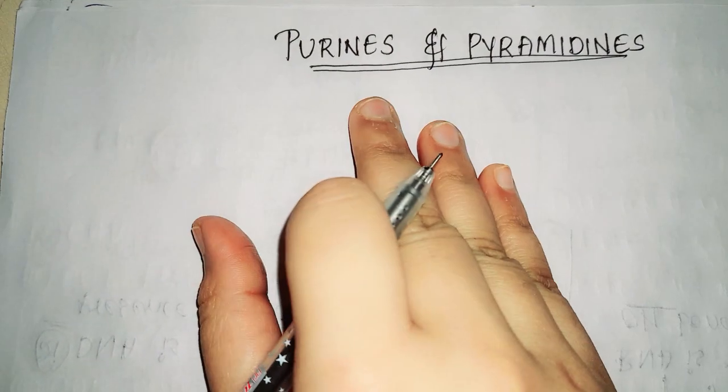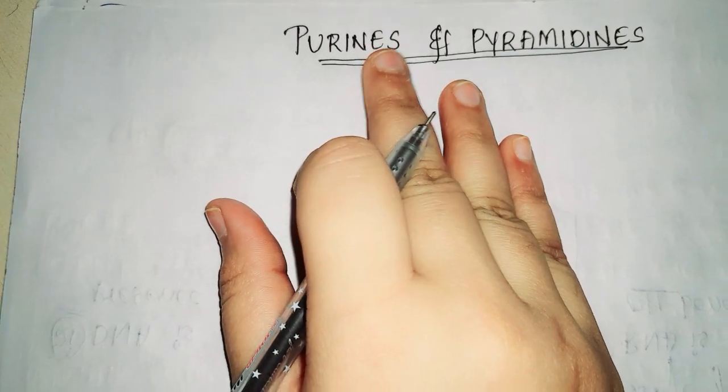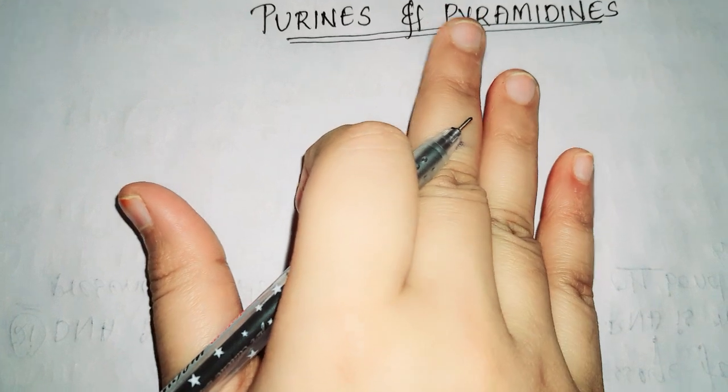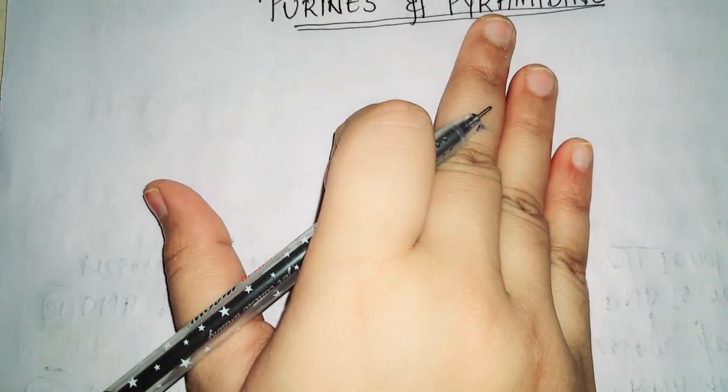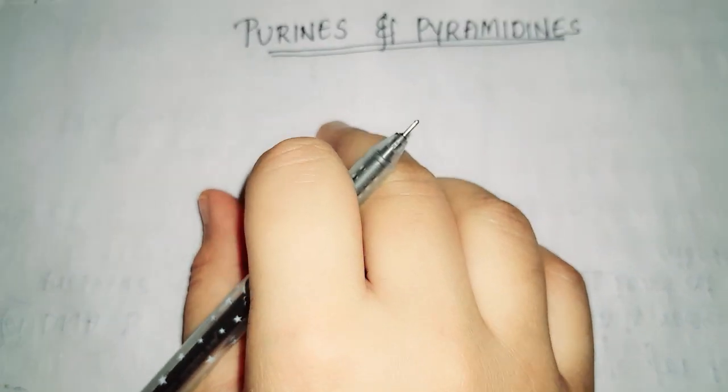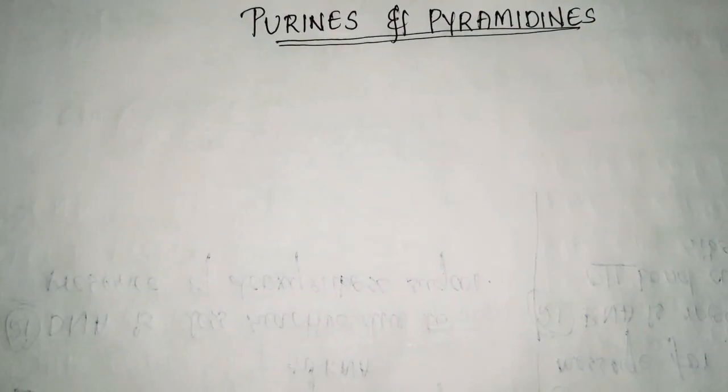Today in this video I'm going to explain the structures of purines and pyrimidines. Before that, we will get to know about nucleic acid, and then we'll go deep into purines and pyrimidines. Okay, so let's start with nucleic acid.